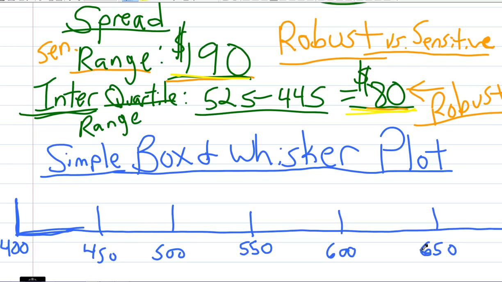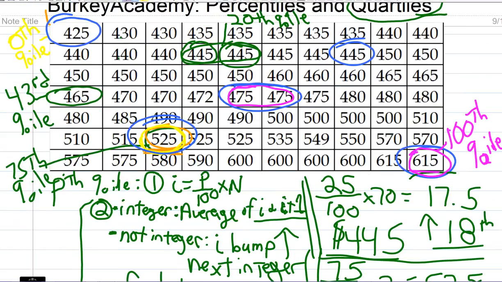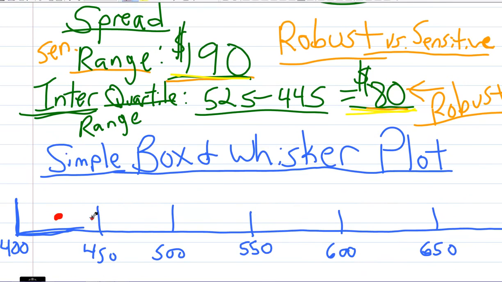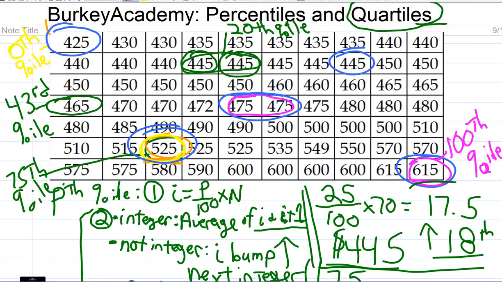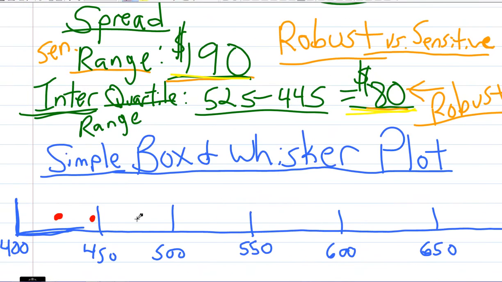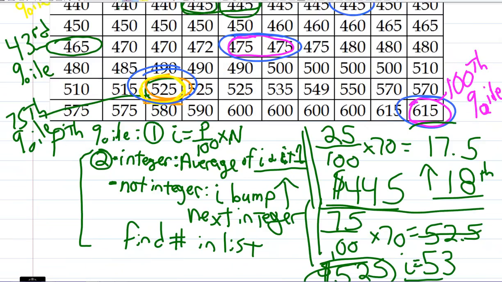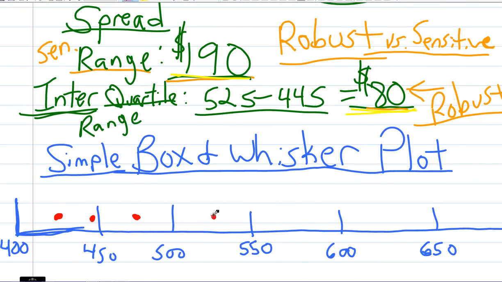So let's label our points. Here's how you make a basic box and whisker plot. The minimum value was 425. Let's put a dot there. The first quartile was 445. Let's put a dot there just below 450. The median was 475. So that's going to be halfway between 450 and 500. The third quartile was 525, halfway between 500 and 550, and then the maximum was 625 over here.